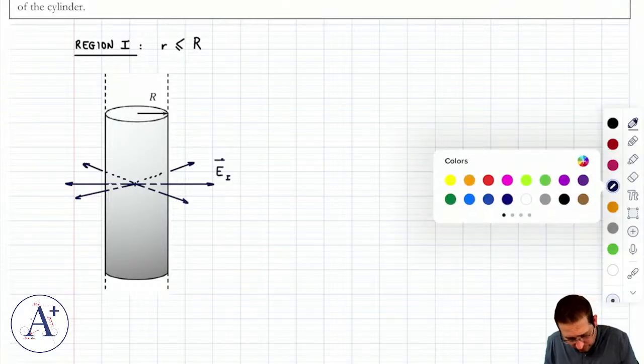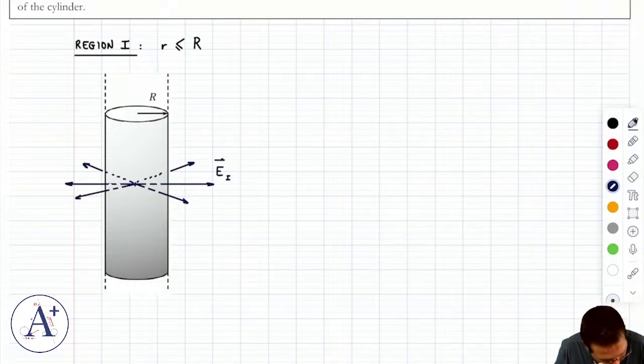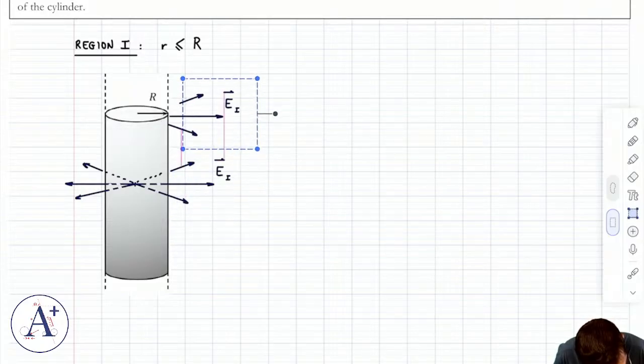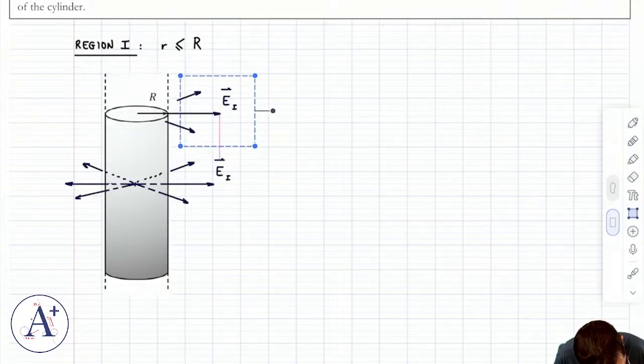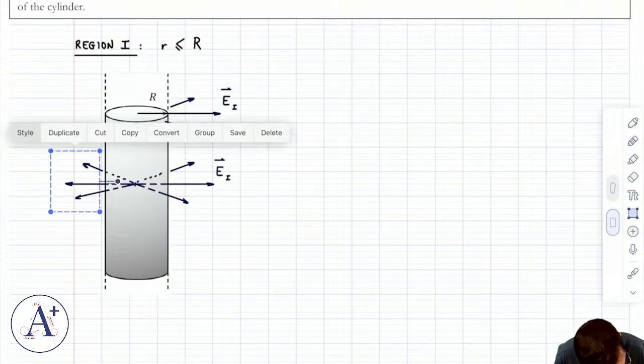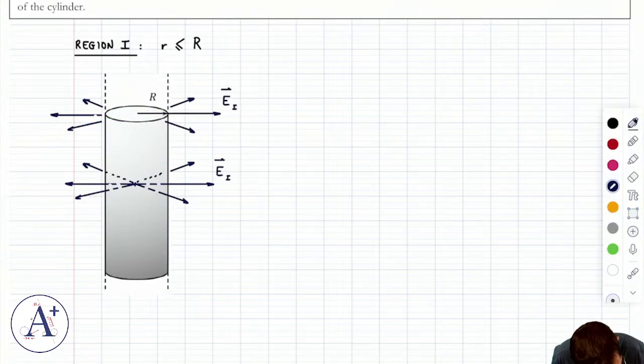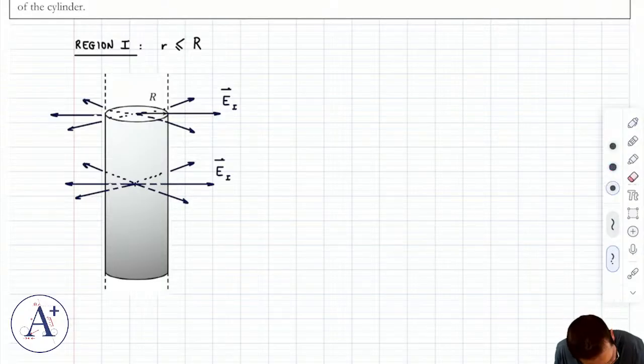Okay, and in fact, everywhere I look, E is going to look like that, right? Because I'm assuming my cylinder extends infinitely. So maybe I draw another set of electric field lines up here. Right, I draw this. And then I draw this. Okay, and so that's going to be my electric field.